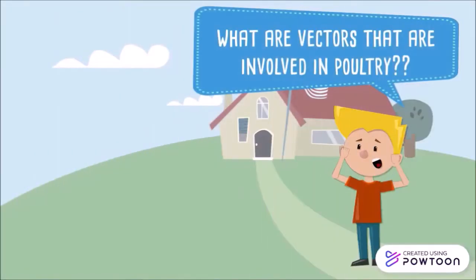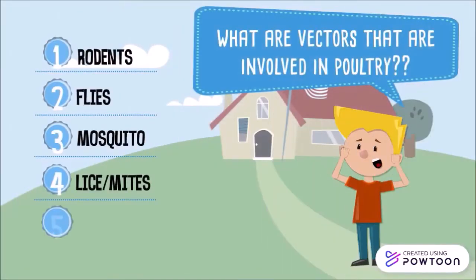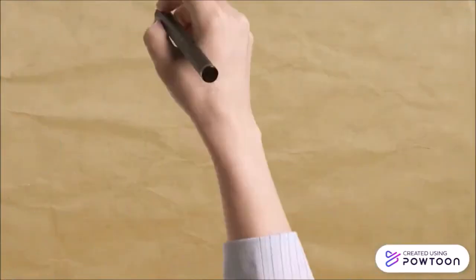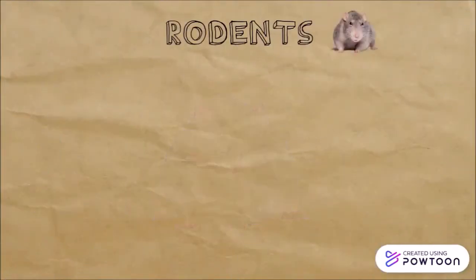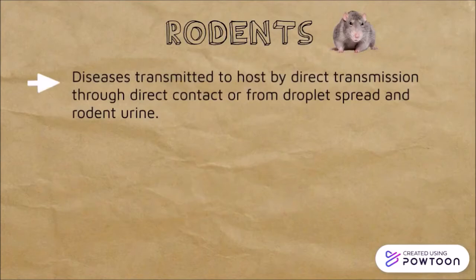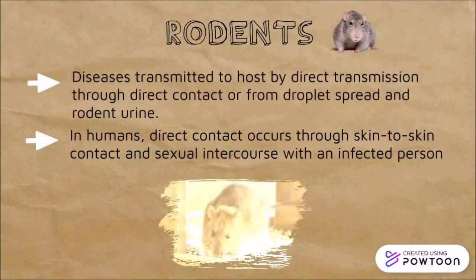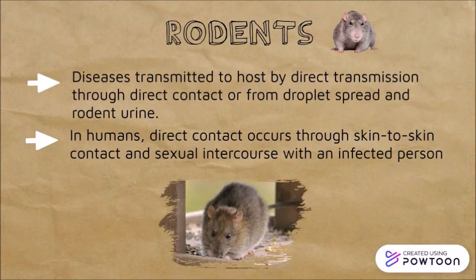What are the vectors that are involved in poultry? Here, we have 5 types: rodents, flies, mosquitoes, lice or mites, and wild birds. So first up are rodents. The diseases are transmitted to hosts by direct transmission through direct contact or from droplets spread and rodent urine.